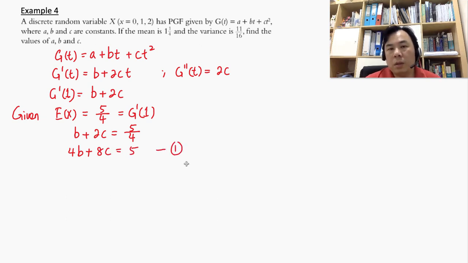I can't do much at this point. At the same time, I also need to evaluate the value of the second derivative at t equal to 1. That is simply just 2c. It has nothing to do with t in this case. Now, I'm also given the variance. So I'm going to use the variance, which is the same as the second derivative.